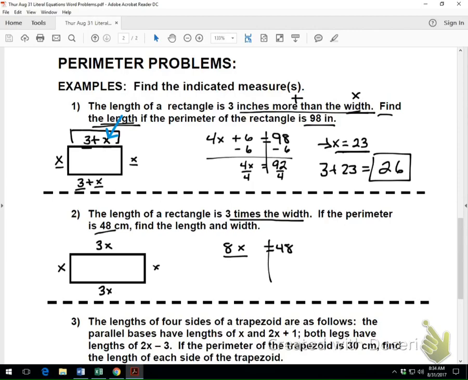Divide by 8 on each side, and you get x equals 6, right? Okay, so there's my x. Now, what's my width? If I took that 6 and plugged it back into the x on my width, what's my width? It's just 6. Now, what's my length?